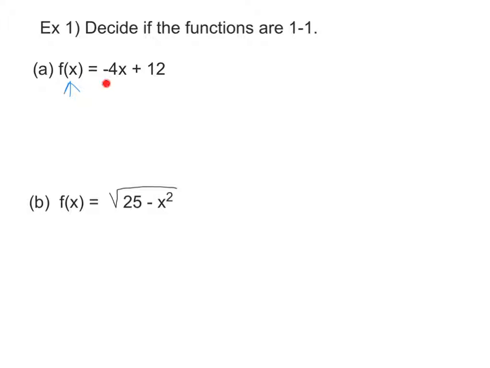If I'm just looking at this on a graph, what would this be? It's a line, because it's in slope-intercept form, right? This is a negative slope, so I know it's going to go down like this. Is there anything repeating? This one's a perfect example of a one-to-one function. The x's do not repeat, and the y's do not repeat. So yes, this is a one-to-one function.